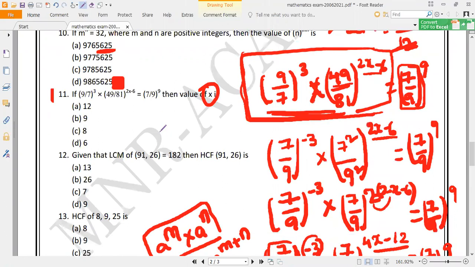Next, 12th sum. Use the LCM into HCF formula. We already solved this LCM question. LCM into HCF is equal to product of two numbers. What is our HCF? All of you solve this sum, say the answer. 12th sum, what is the answer? 30. HCF equal to product of two numbers. 13, ma'am. Have you got the same answer?